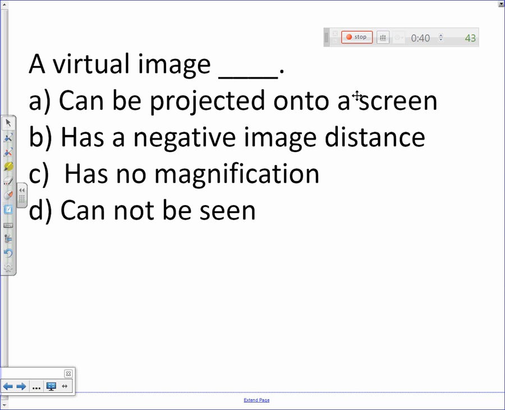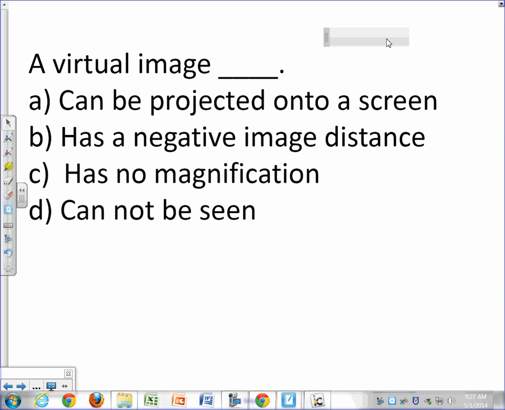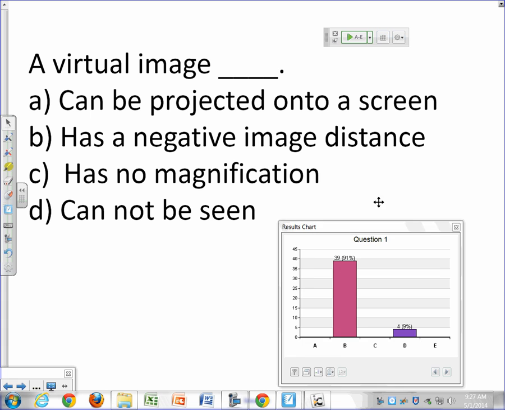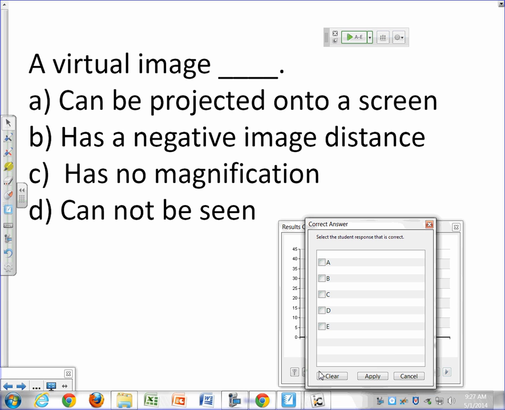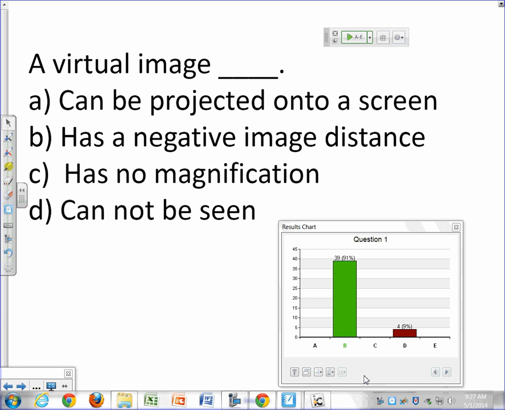All right, so a few more seconds. I'll stop at 45. Okay, very good. B is the right answer. You can see a virtual image. It's not a real image, but it is an actual image that you can see, but you can't project it onto a screen.